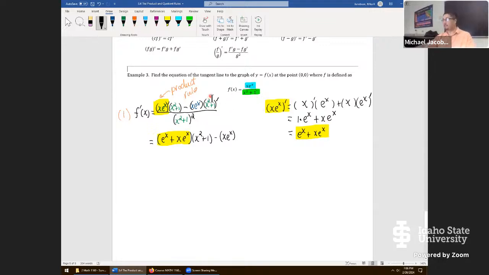And that derivative's not too bad. Derivative of x squared will turn into a 2x. And the plus 1 constant will vanish. So that whole derivative there is just a glorified 2x. Finally, everything is divided by x squared plus 1 to the power 2.